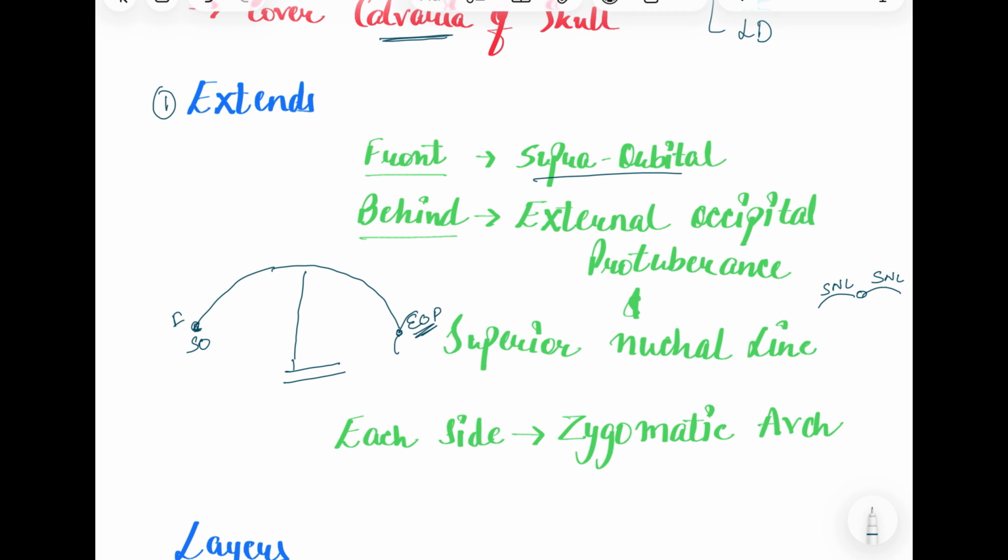That is, in front it is the supraorbital part of the frontal bone. Behind it is reaching up to the occipital, that is the external occipital protuberance and superior nuchal lines. On either side it is reaching your zygomatic arch.